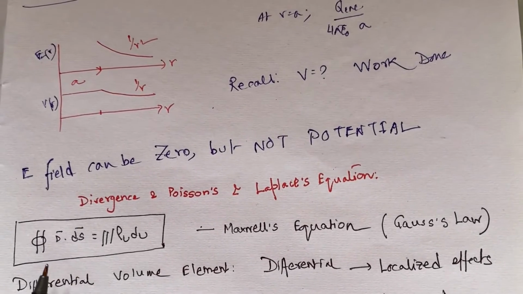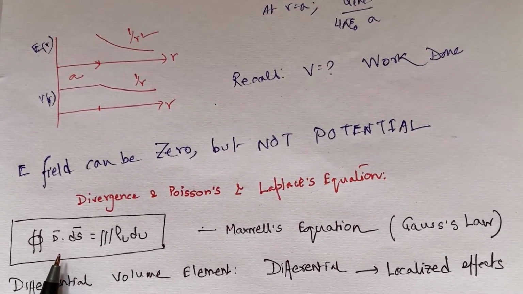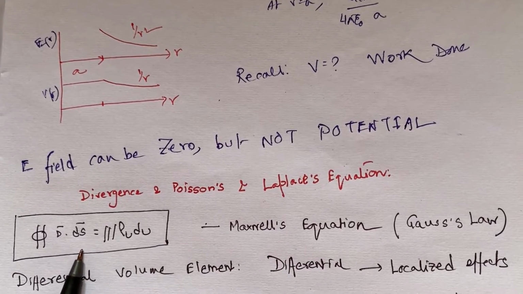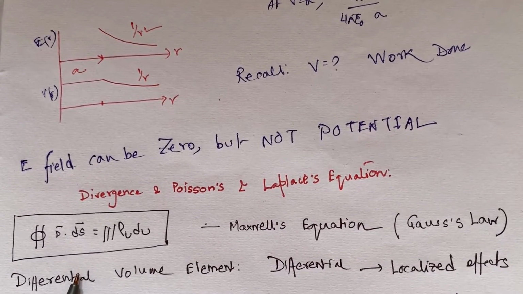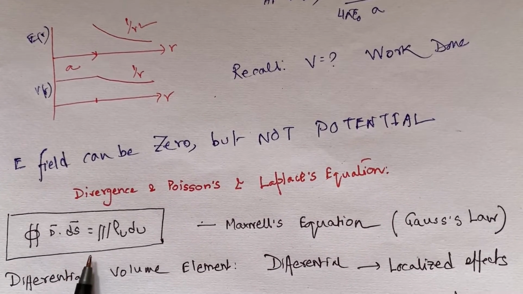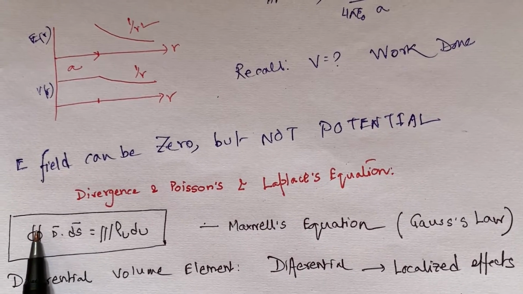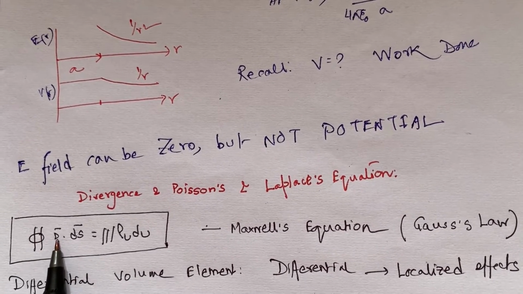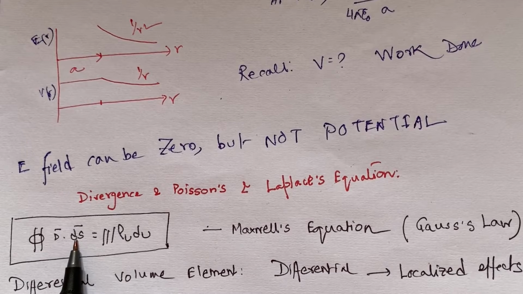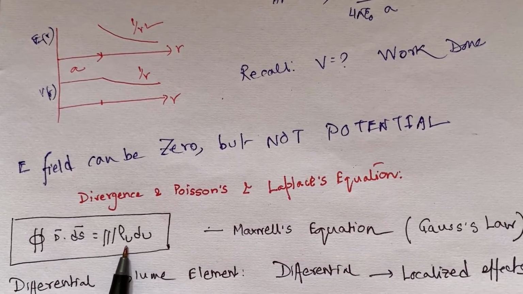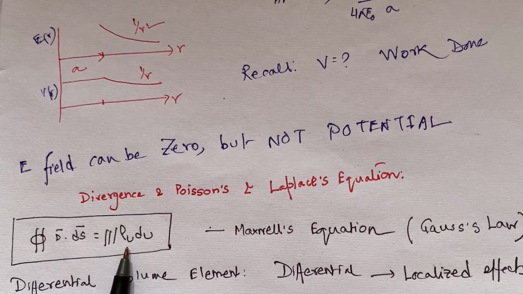Now, let us revisit Gauss's law. This is one of Maxwell's equations, though it was originally given by Gauss. Now this is the closed surface integral. This symbol is for the closed integral. This is the electric flux density. This is a differential surface we have chosen for the integration. Rho v is the volume charge density.